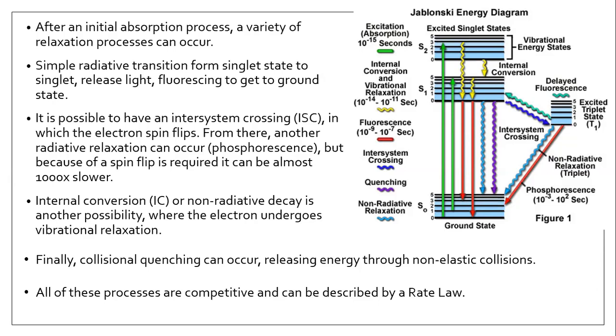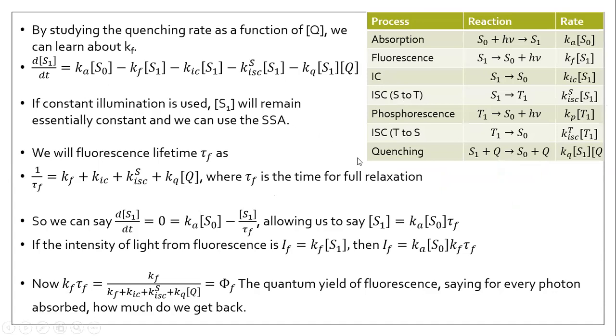All these processes are competitive and can be described through rate laws. By studying the quenching rate as a function of Q, we can learn about our kF, our fluorescence. So we have quenching at kQ, we have intersystem crossing, we have phosphorescence from kP and T1, we have the intersystem crossing from T1 back to S. The one we really care about is usually the fluorescence.